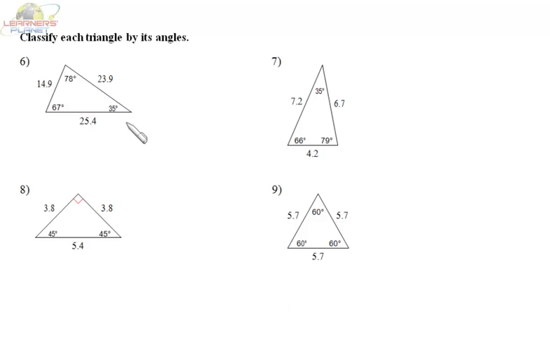Now in this case, we have to classify the triangle by its angles, but we will be classifying by their sides also. So just see over here, all the three sides and three angles are different from each other. So it's a scalene triangle. In this case, all the three sides and angles are different. So it is a scalene triangle. In this case, all the three sides and three angles are the same. So it's an equilateral triangle.